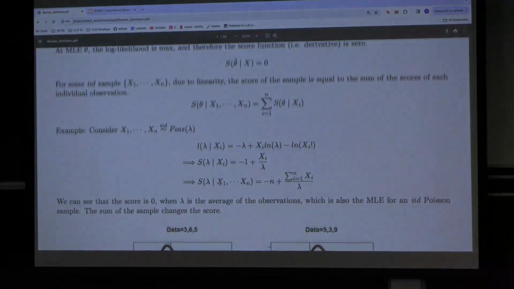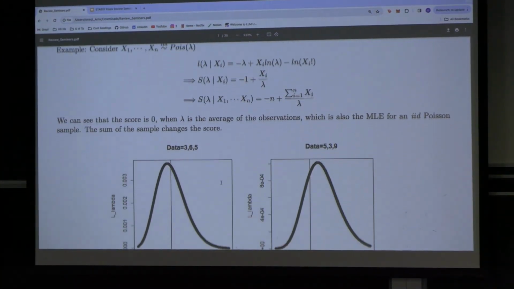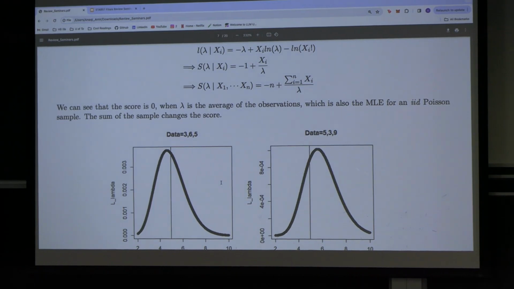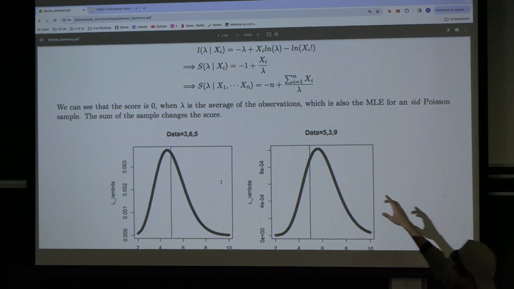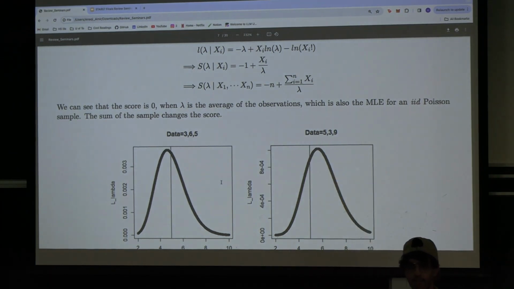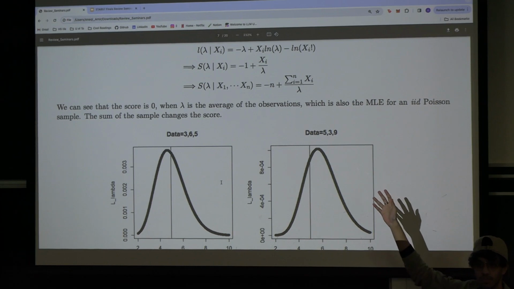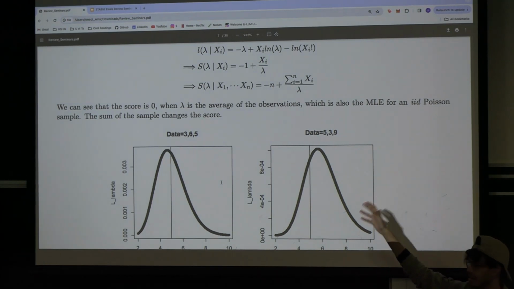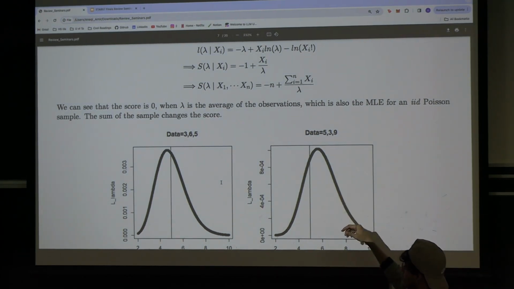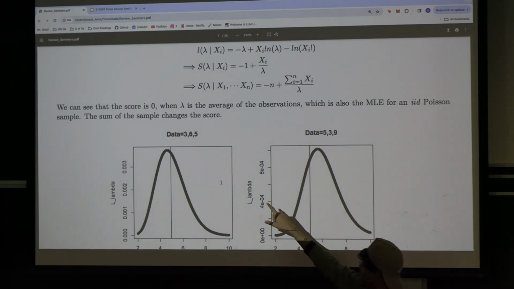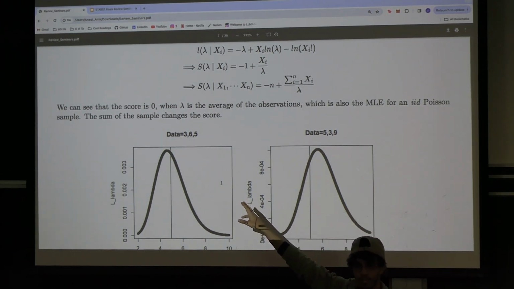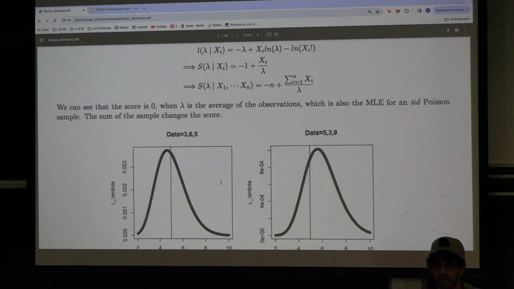Okay, great. Now the score function isn't solely dependent on lambda. It depends on your observation, right? In particular, for this Poisson example, it depends on the sum. So if the sum changes, the score changes, right? The function changes. So take a look at this example. So you have 365, which adds up to 14, and you have 539, which adds up to 17, right?